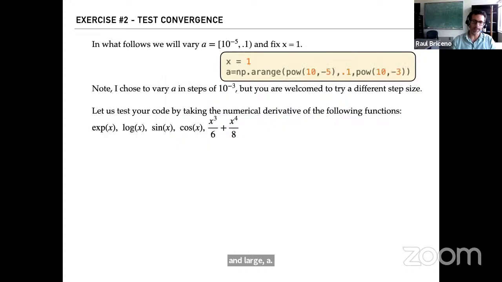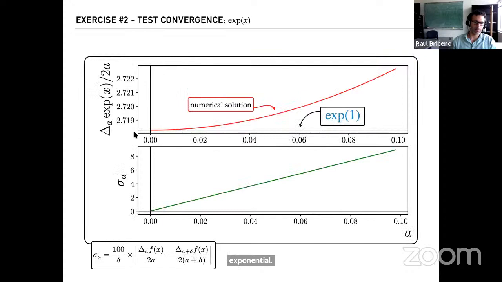So remember, I picked x to be equal to 1, right? And I know the derivative of an exponential is equal to the exponential. When I evaluate at x equals 1, this should give me back the result for x equals 1. And you see that indeed, as I take a to be smaller and smaller, I am converging to the value that is this line.